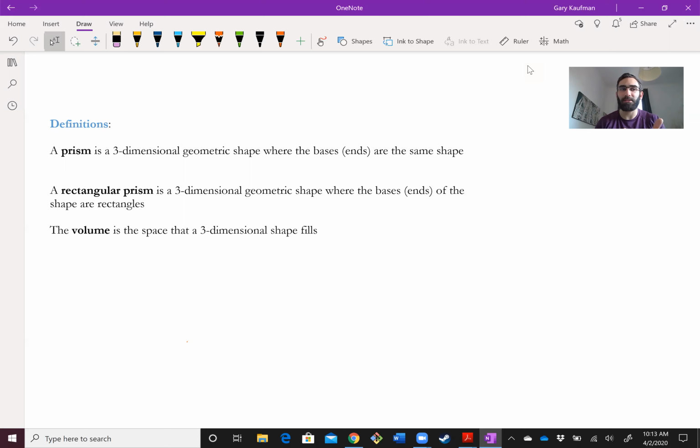And the volume is the space that a three-dimensional shape fills. Imagine taking a glass and filling it with water. The water is your volume. It's just like in science class.